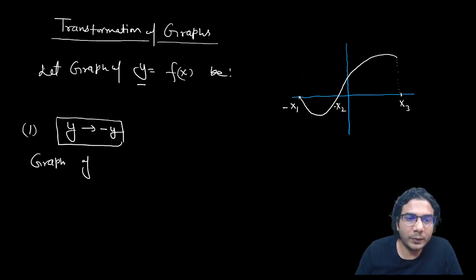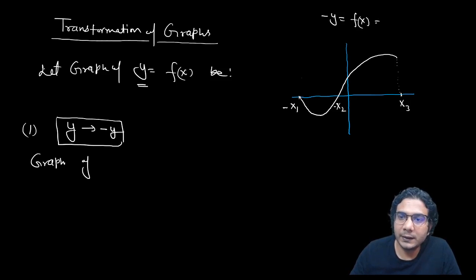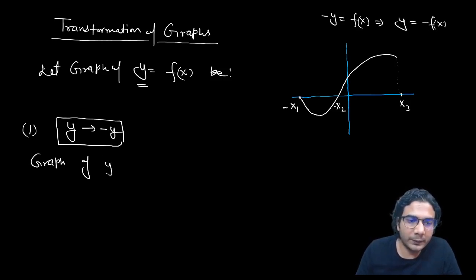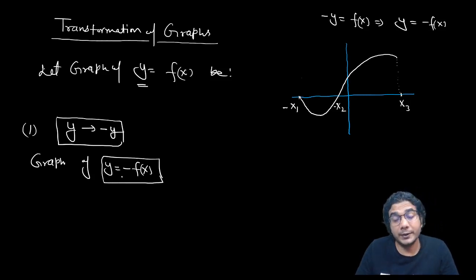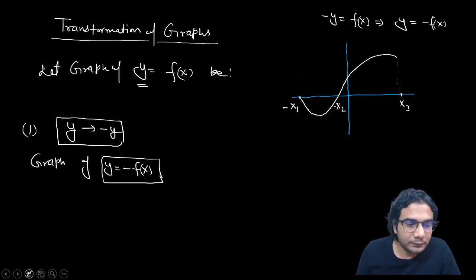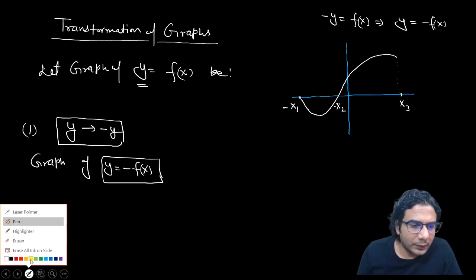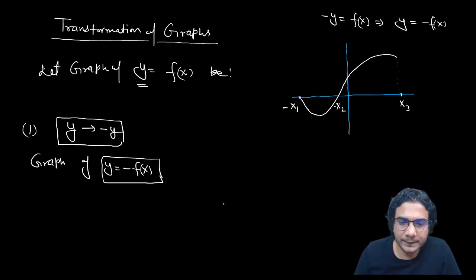See, if you put y is equal to minus y in this, it will be minus y is equal to fx. That means y is equal to minus fx. All right. So that means we are going to plot the graph of y is equal to minus fx. And how would you get y is equal to minus fx? By replacing y by minus y. All right. So see what happens. If you replace y by minus y, then what happens?